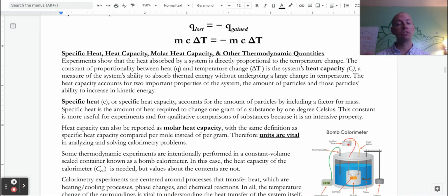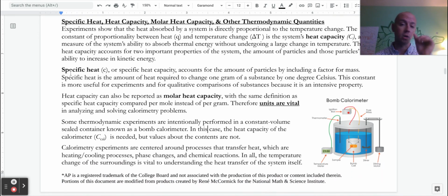But if we have a larger or smaller sample, if we have a solid versus a liquid, the heat capacity changes. That's why the specific heat, or specific heat capacity, is often more valuable. It includes a factor for mass so that we can know per gram how much heat is needed to change the temperature. That's what you're going to be doing most of your calculations with.